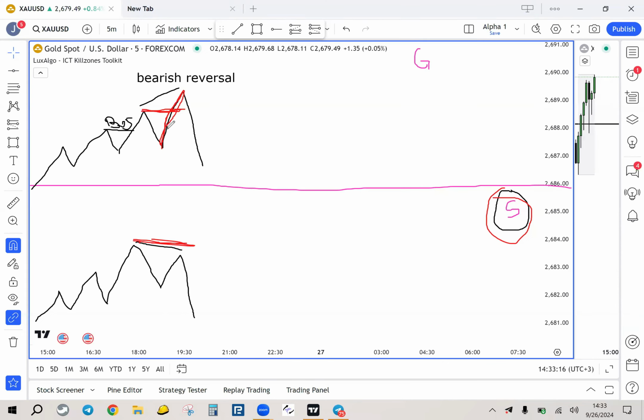It's telling you that this is an overbought condition and that silver is unable to push higher, right?